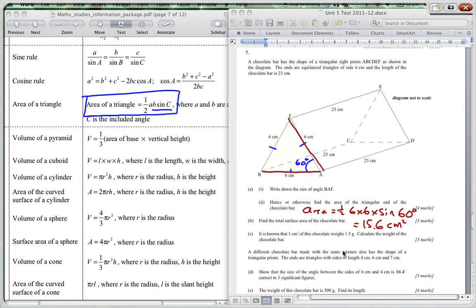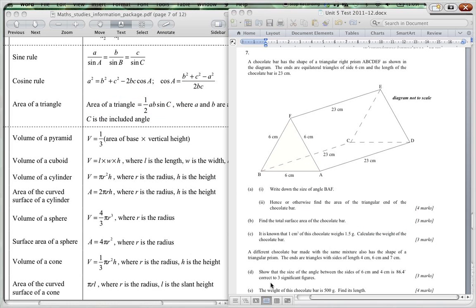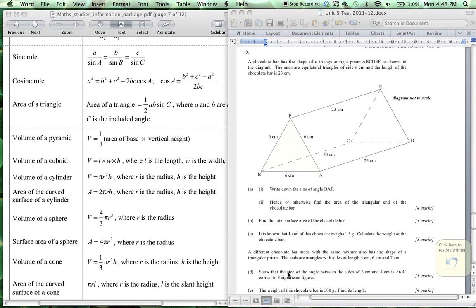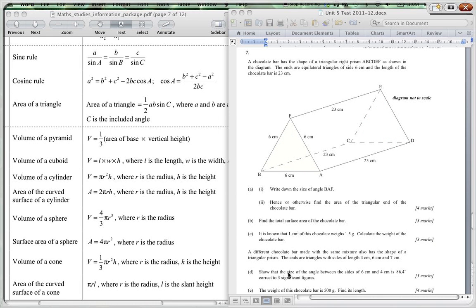Then it says find the total surface area of the chocolate bar. Now in doing this, we need to be careful to make sure that we're not forgetting each one. So we obviously know these, we've got two of these. So we're going to get 15.6 plus 15.6. Now we've also got three other faces or three other surfaces, do we not? And I'm just going to draw them in.